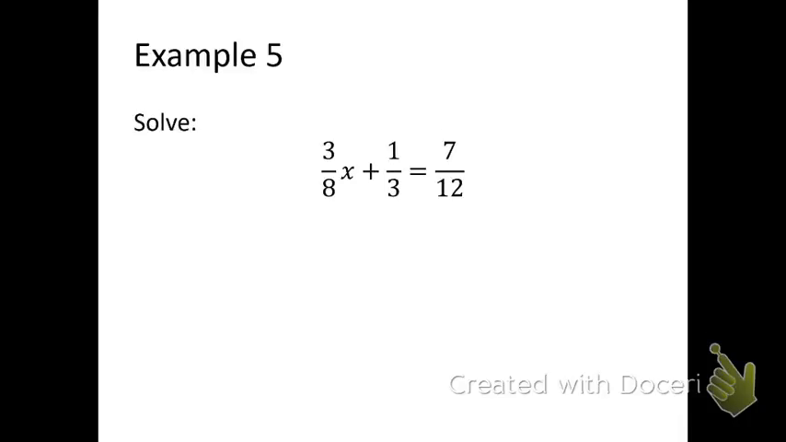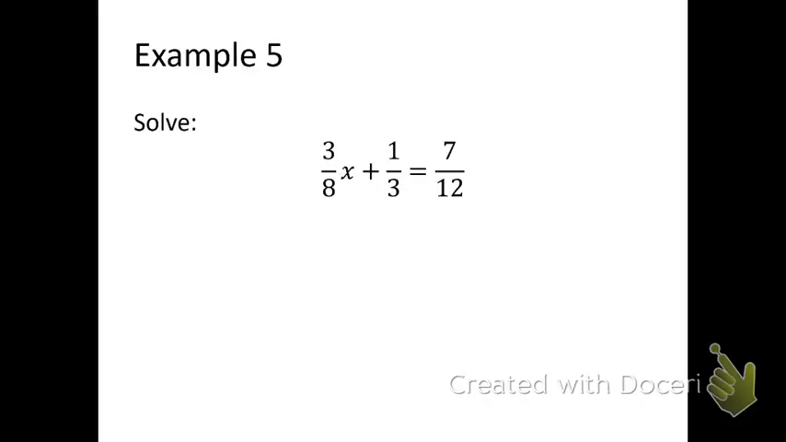Okay, on example 5, first thing we notice is we've got fractions, right? And we love fractions. No? Alright, so we need to find a way to get rid of these fractions. There's different ways to do it. One way is you can find the least common denominator of all the fractions and multiply by it, but sometimes I find y'all still have trouble with that.